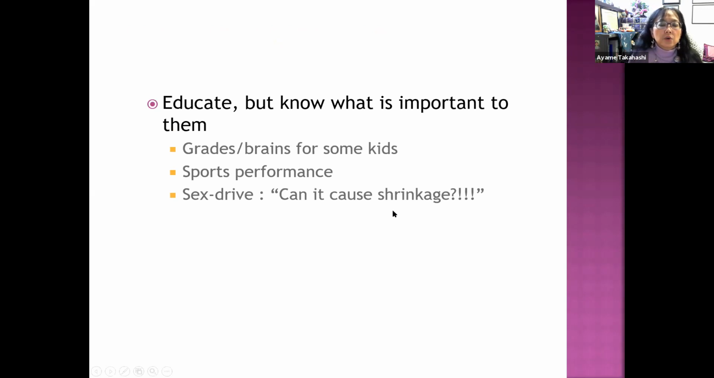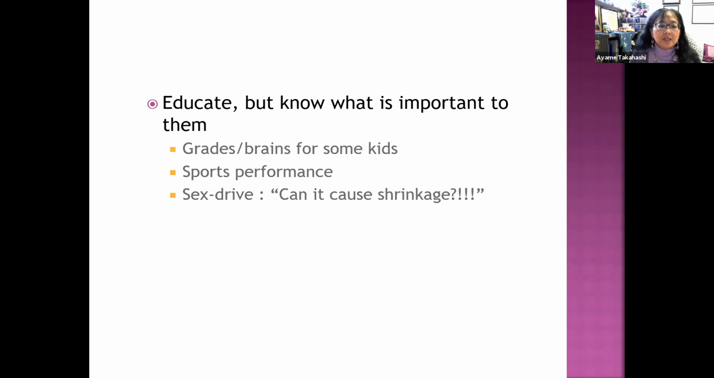Okay, so educate, but know what's important to these kids. So for some kids, it's the grades. You know, they really are very proud of their intelligence. And if their grades have been slipping, that's something to help refocus them. It's okay. Well, it sounds like your grades have been slipping, and marijuana use has been shown to slow down processing. It affects your memory. And for some kids, that is what will hook them. You know, sports performance in other groups of kids is something that is very valuable to them.